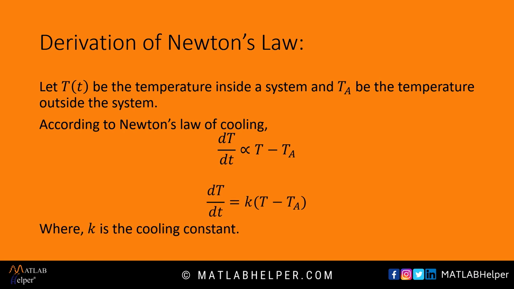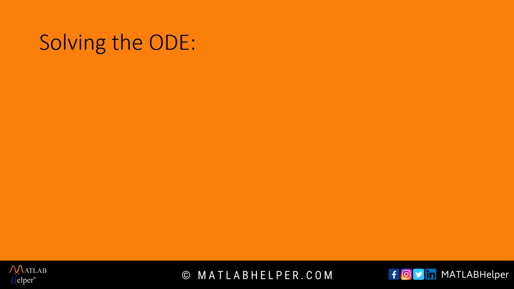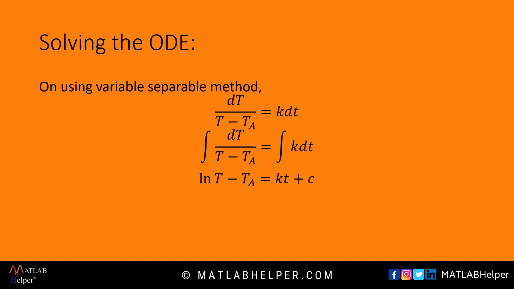You must have observed that the equation we got here is an ordinary differential equation. To solve this ODE, I will use the variable separable method. On separating, integrating and taking exponents, we get the solution of the differential equation: T(t) equals Ta plus C times exponential of K times t.